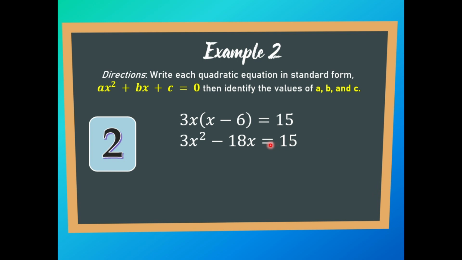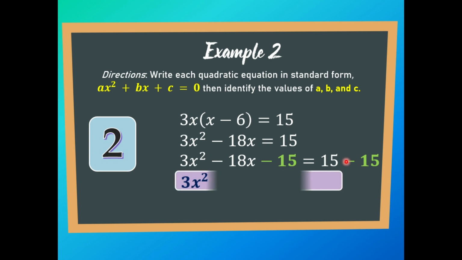We should make the right hand side of the equation equal to 0. In order to do that, we're going to subtract both sides of the equation by 15. So we'll have 3x squared minus 18x minus 15 equals 15 minus 15. The right hand side of the equation will become 0. So our final answer is 3x squared minus 18x minus 15 equals 0.